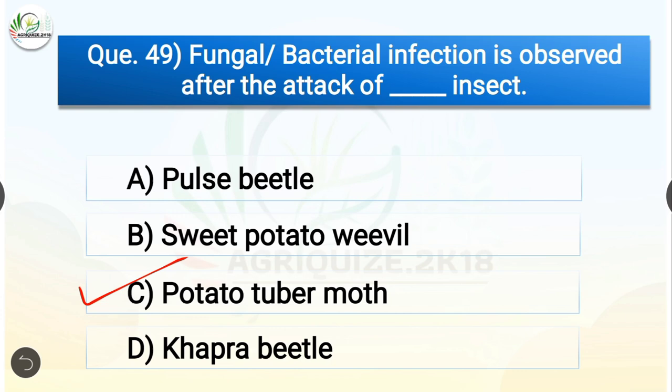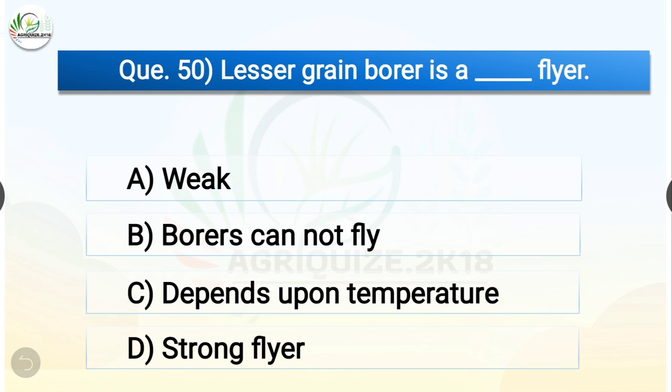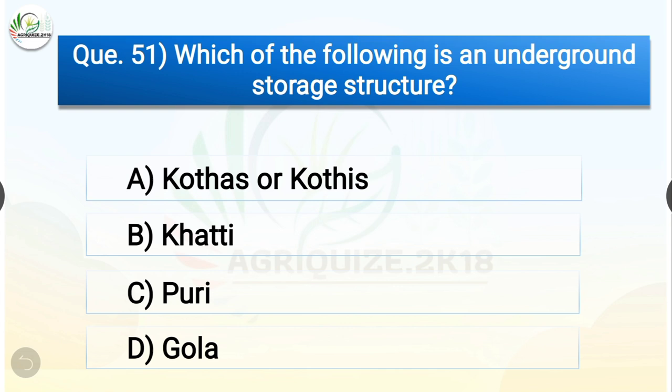Question number 50. Lesser grain borer is a dash flyer. The options are weak, borers cannot fly, depends upon the temperature or strong flyer. The correct answer is option D, strong flyer. So lesser grain borer is a strong flyer. Question number 51. Which of the following is an underground storage structure? The options are kothas or kothis, khatti, puri or gola. The correct answer is option B, khatti. So khatti is an underground storage structure.